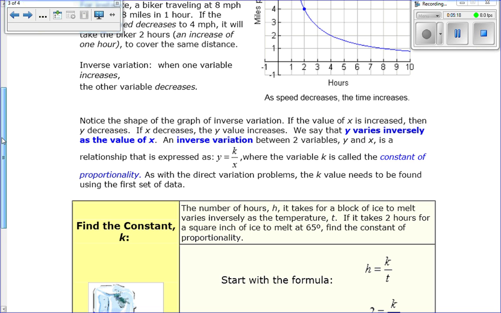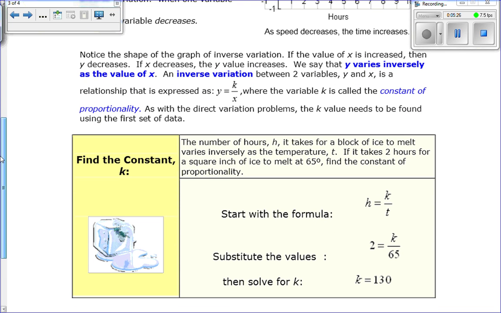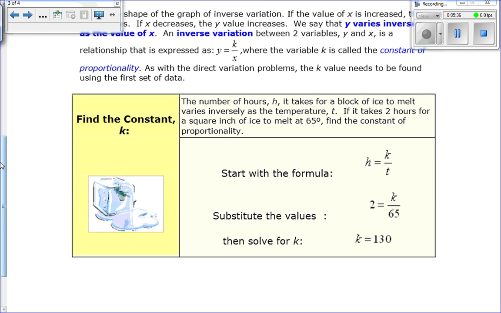is a relationship that is expressed as y equals k divided by x. Where direct variation was k times x, here it's divided by x. And k is still the constant of proportionality. That has not changed. As with direct variation problems, the k value needs to be found using the first set of data. So this is the information you have.